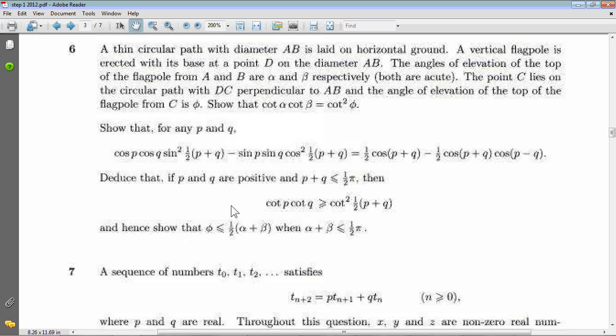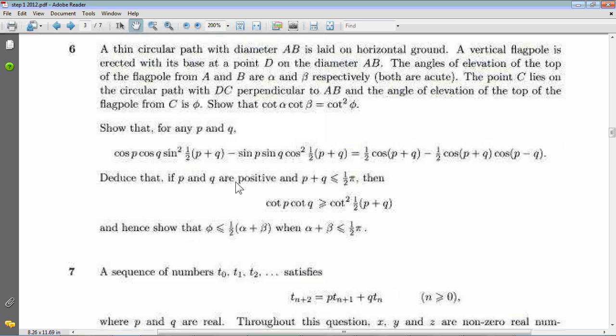Now it's worth just quickly looking at the rest of the question to see the context. So then it says deduce that if P and Q, those numbers already mentioned, are positive, and P and Q obey a certain relationship, then cot P cot Q is greater than half cot squared half (P plus Q). So we immediately see there that that inequality has a very similar form to the equation we just proved. So it seems pretty obvious that what they're asking us to do is prove a certain identity and then use that identity to verify that we know something about the relationship between cot alpha, cot beta and cot squared phi. So this second part of the question is entirely new. It's a very long equation and we have to prove it.